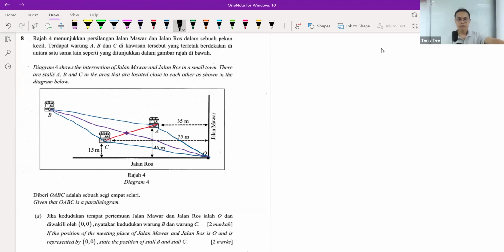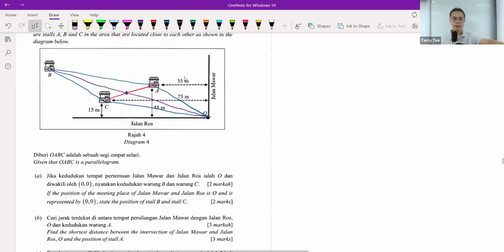Okay, they say the position of the meeting place of Jalan Mawar and Jalan Ros, this is Jalan Mawar, this is Jalan Ros, they both meet at point O, and is represented by 0, 0, the origin. Find the position of stall B and stall C. Well, I think we can find C first before you can find B. C, you notice, right? You go to the left by 75. So C is negative 75. Then you go up by 15. This is your y-axis, these are your positive x-axis because O is 0, 0. You go to the left by 75, you go up by 15.